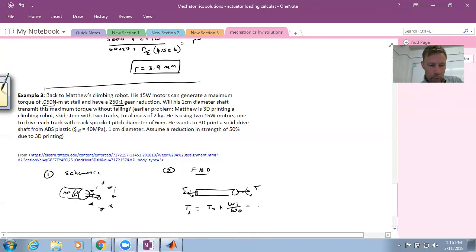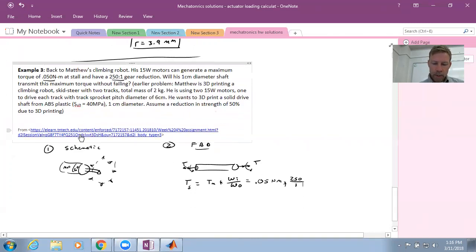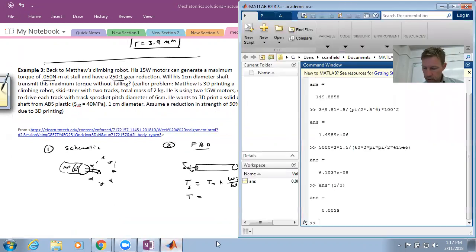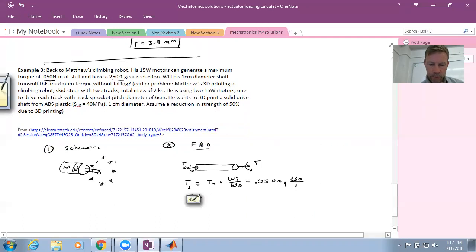So that motor torque was 0.05 Newton meters. And for omega in to omega out, we have a 250 to 1 gear reduction. That generally means I get 250 rotations at the input for 1 rotation at the output. So it's a torque increasing, speed reducing gear train, and I can just calculate that directly. I'll jump over to MATLAB and do that. So 0.05 times 250 gives 12.5 Newton meters.